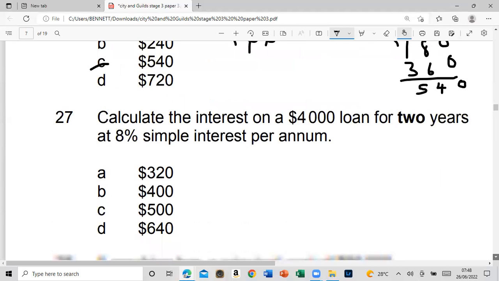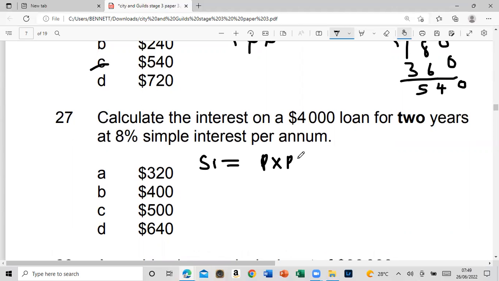Calculate the simple interest on a $4,000 loan for 2 years at 8% per annum. Thank God I'm a teacher, I will teach every topic. All right, so for simple interest, the principal is the amount of money involved. That's 2 years, so that would be the time, and this would be the rate, or the R. So the rate is expressed as a percentage.